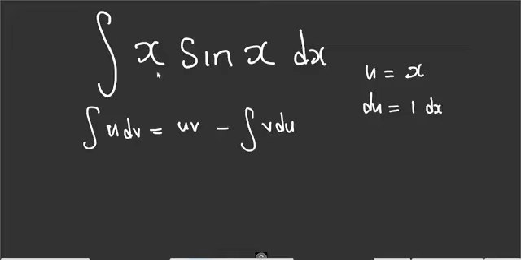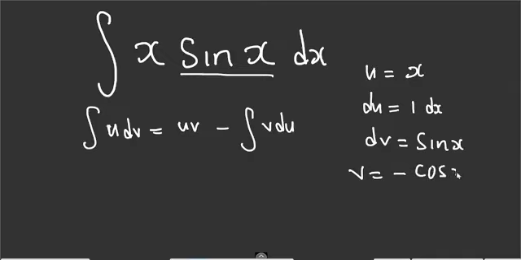Then after identifying u, the remaining function, which is sin x, is going to be dv. So dv is equal to sin x. Then from this dv, we should get v. How do we get v using dv? To get the function for v, we are going to integrate this dv. So v is equal to the integral of sin x. In this case, the integral of sin x is negative cos x. Okay, so you should know these principles.